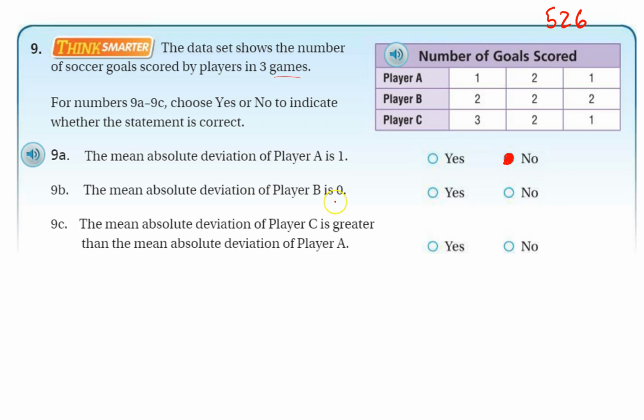Okay, the mean absolute deviation for player B is 0. Well, 2 plus 2 plus 2 is 6, divided by 3 is 2, so the mean is 2, and all the points would be right on 2, so they would all be 0, so yes, that is true.